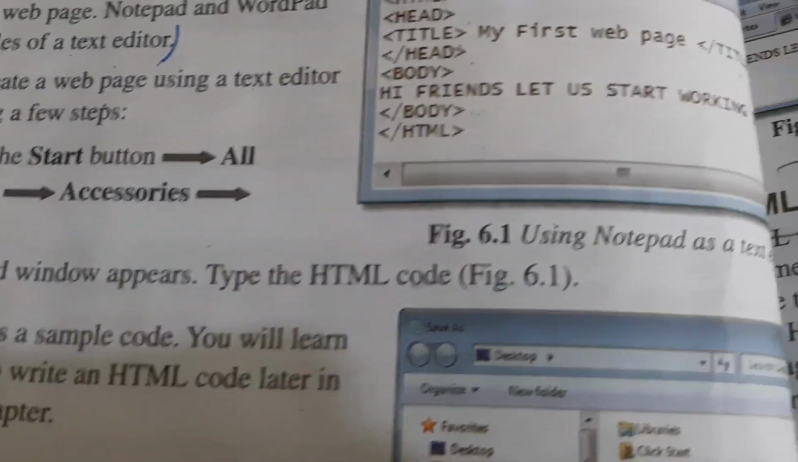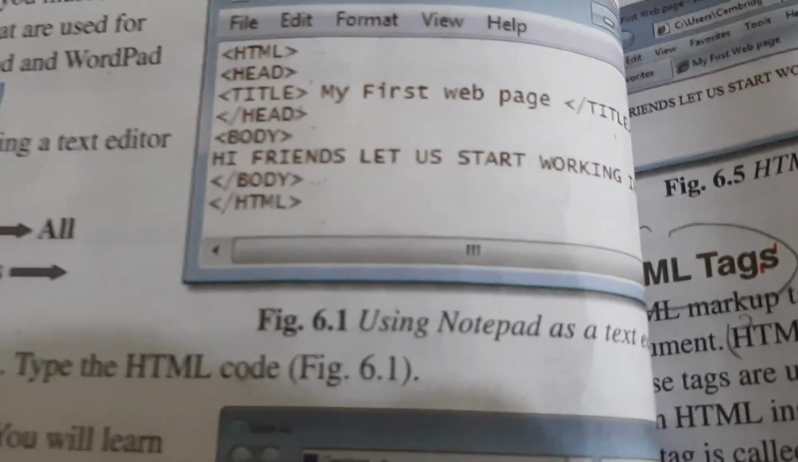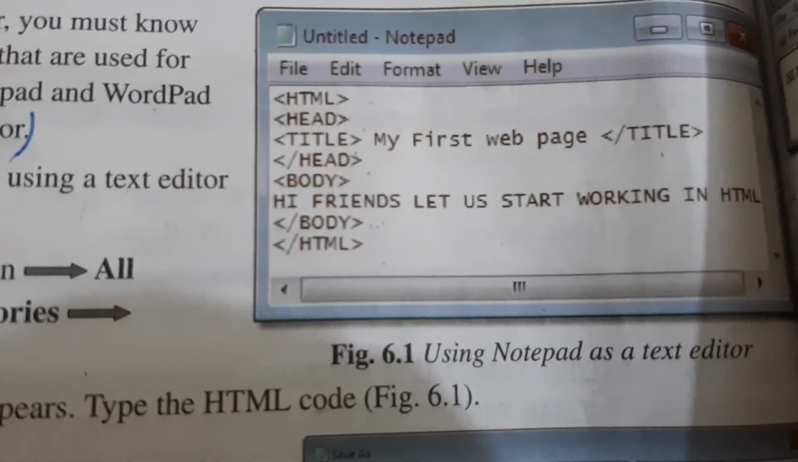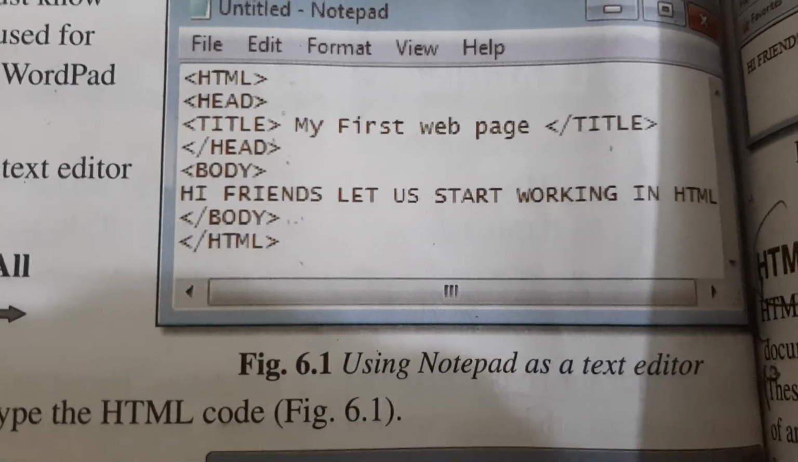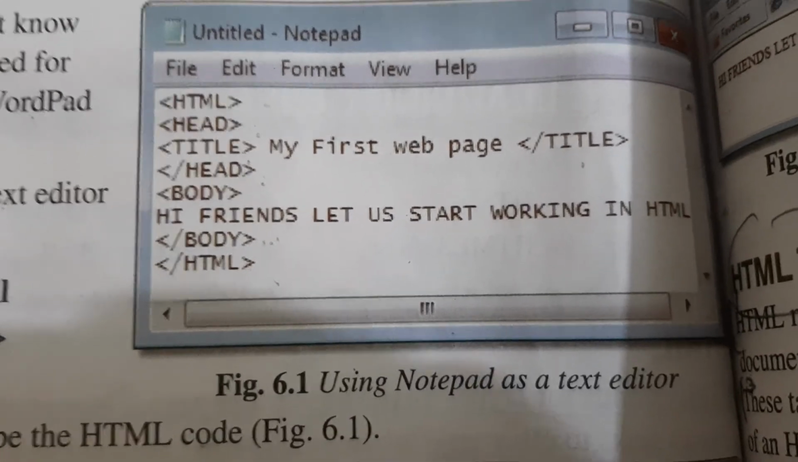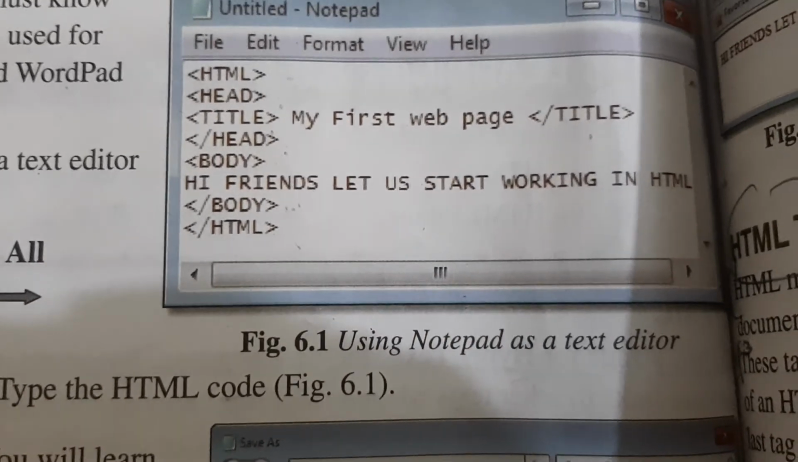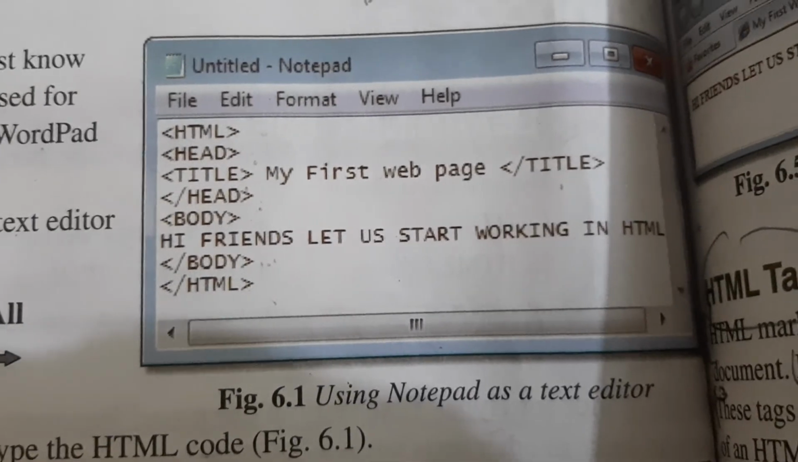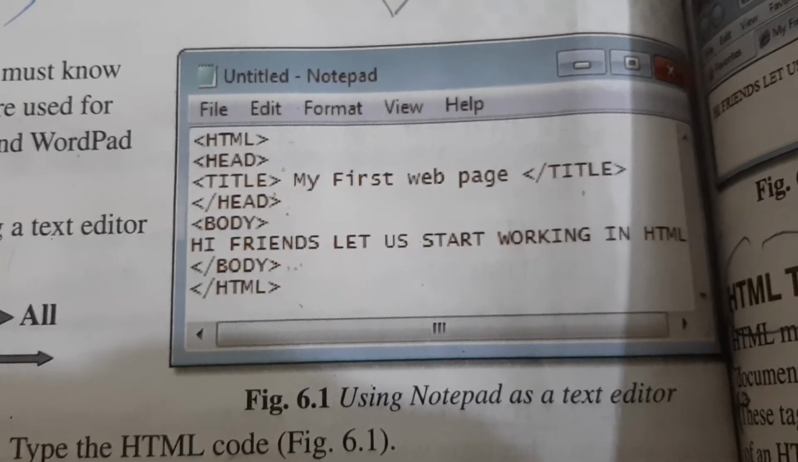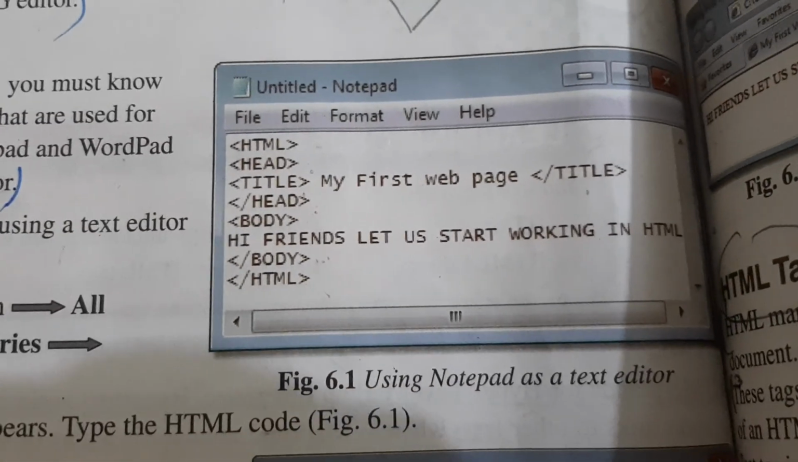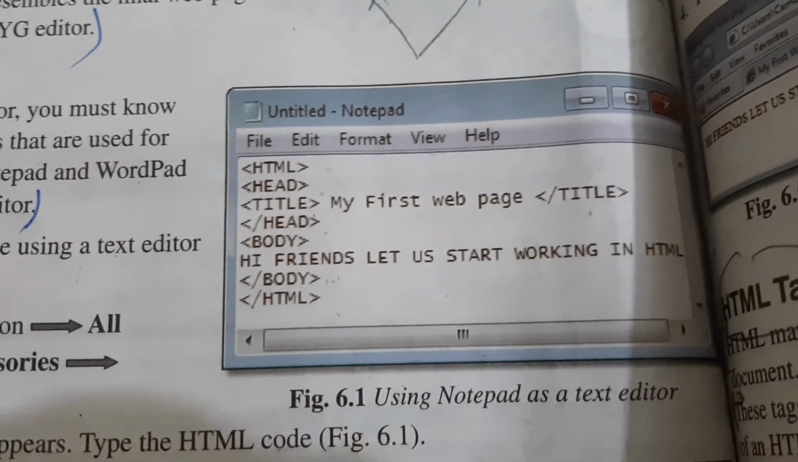Figure 6.1, using Notepad as a text editor. This is how the HTML code looks. Later in this chapter, I will show you how you can write your code and create your web page.